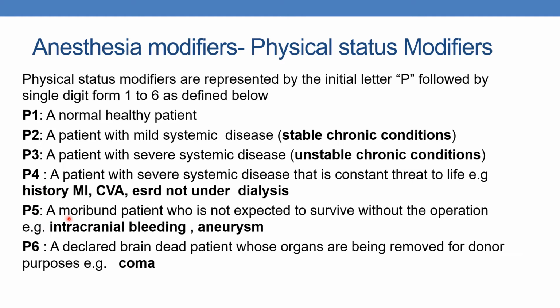P5 modifier indicates a patient who is not expected to survive without the operation. For example, if the patient has intracranial bleeding or aneurysm, then we indicate it with P5 modifier. Next is P6, a declared brain dead patient whose organs are being removed for donor purposes. For example, if the patient has coma, it is indicated by P6 modifier. These are various physical status modifiers.